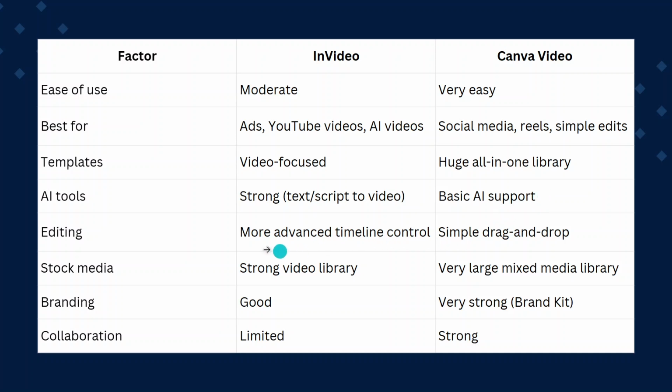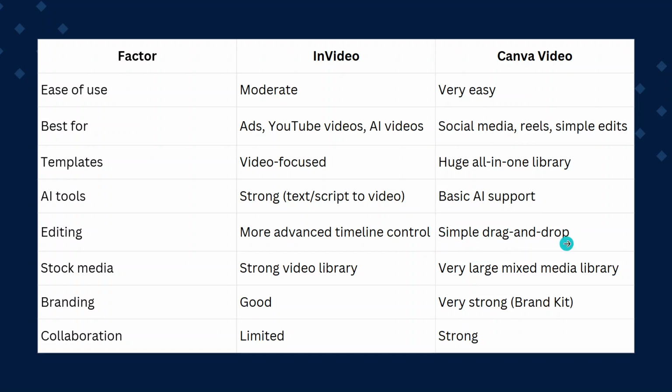When it comes to editing, InVideo gives you more precise control over timelines and scenes. You can fine-tune your cuts, timing, and transitions, more like in a dedicated editor. Canva keeps editing fast and simple, which is great when speed matters more than advanced control.